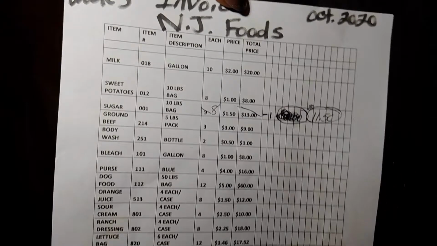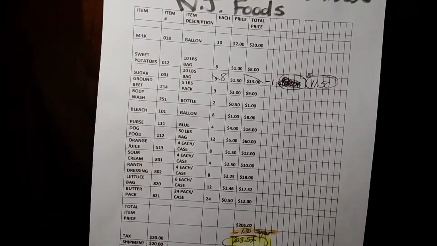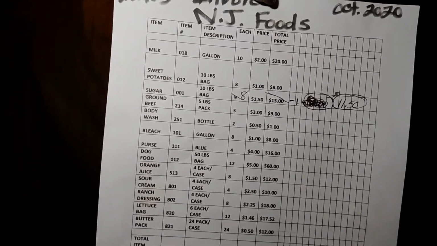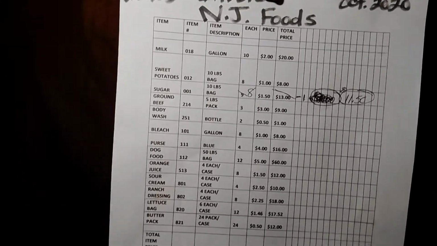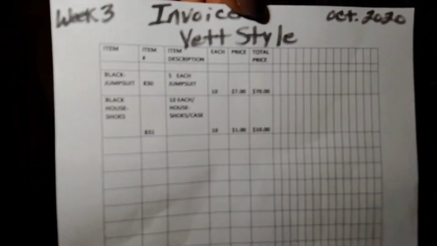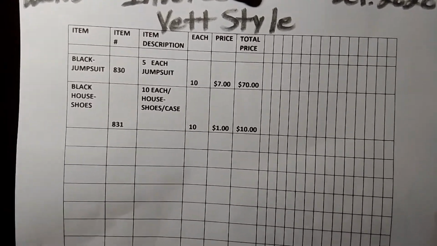Okay, so this is the whole sheet. This is the whole sheet that you ordered from the food truck this week. Okay, and then you have your Vet Styles. This is what you ordered from them this week.